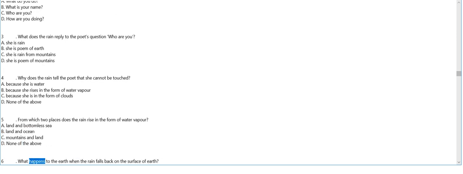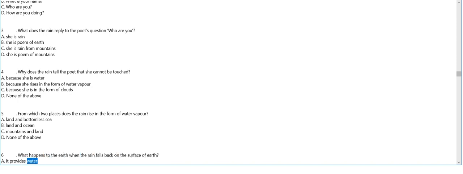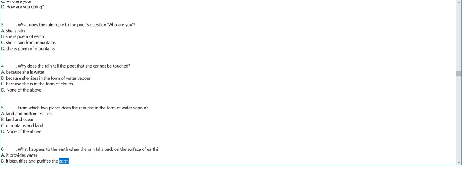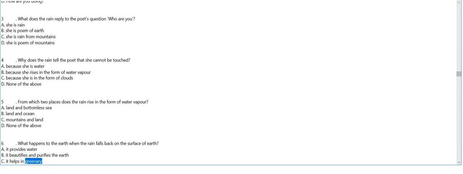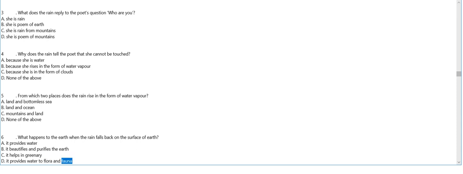6. What happens to the earth when the rain falls back on the surface of earth? A. It provides water. B. It beautifies and purifies the earth. C. It helps in greenery. D. It provides water to flora and fauna.